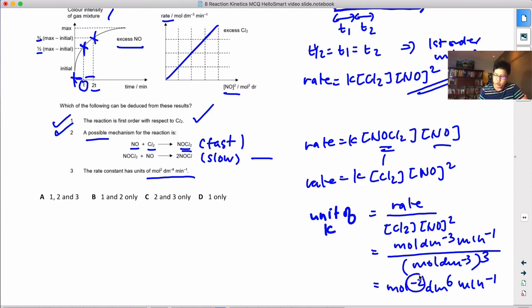I think this school question was a bit tricky. It's actually moles minus 2, but over here they put moles squared. So this is definitely out. So the answer would be B, 1 and 2.